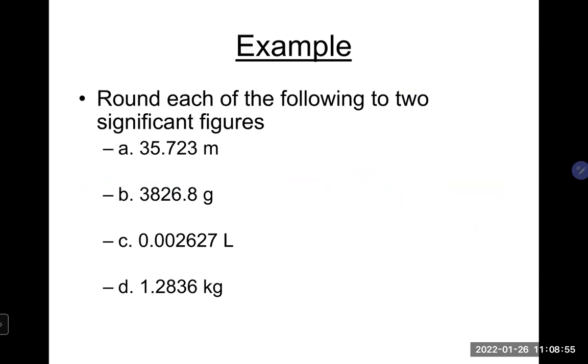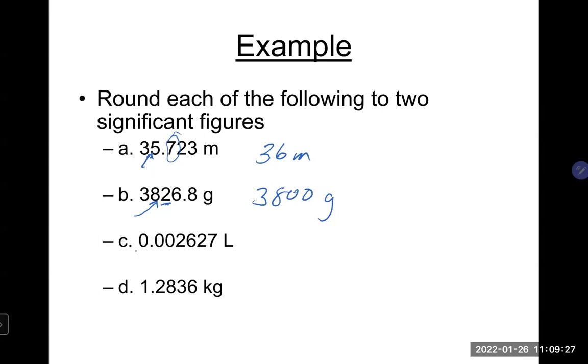So here, if we want to round this to 2 significant figures, that would take us to the 5. We would look here, which is more than 5, to 7, and we should end up with 36 meters. Going to 2 significant figures, again, would take us to the 8. We would look at the next digit, which is the 2, and it's less than 5, so we would just drop it, and here we would go with 3,800 grams. Again, no decimal point here, otherwise it would then be 4 significant figures.